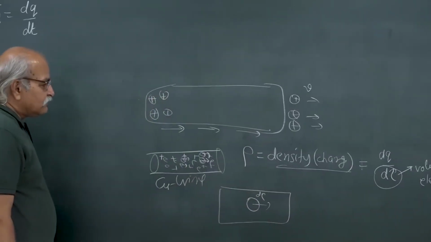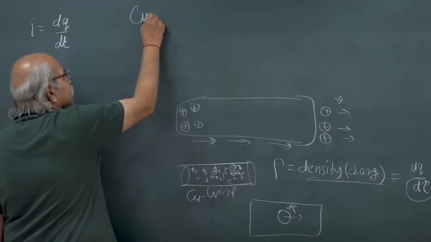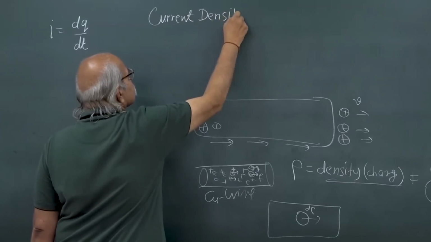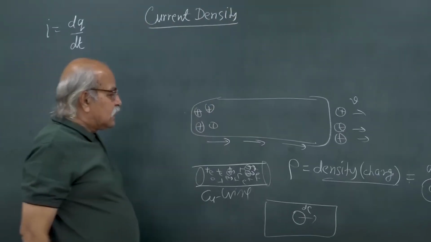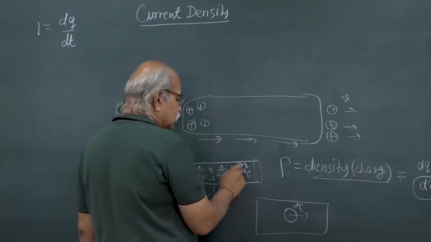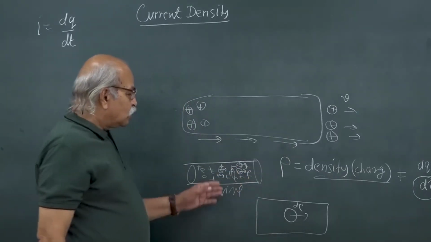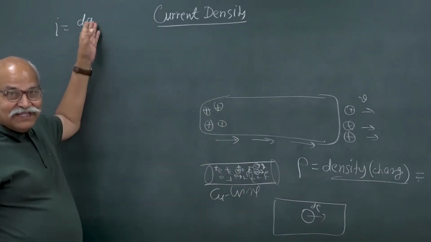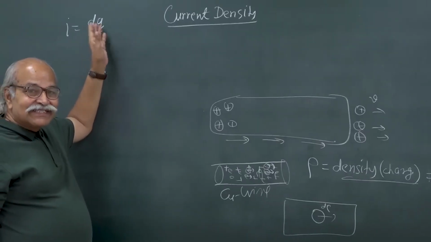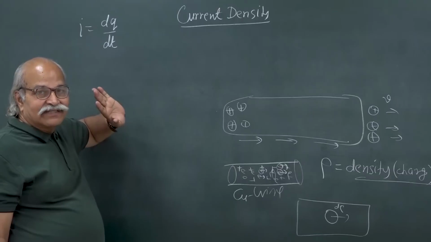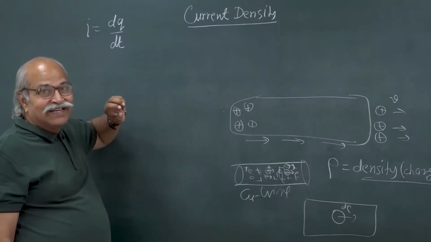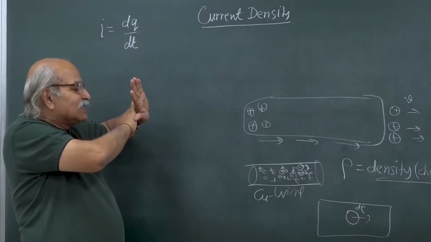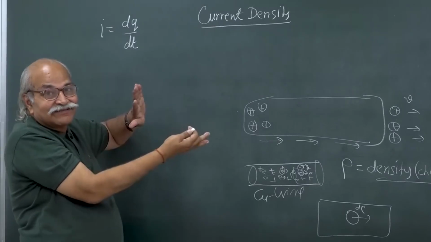Then there is a word which is called current density. And what is that? Current is measured across some kind of cross section. How do I know what is this dq and what is this dt? Come back to this question. What is this dq? You first decide a cross section, an area in your wire, and then ask how much charge has gone from one side of this area to the other side.